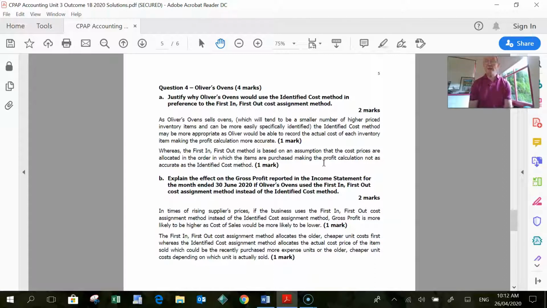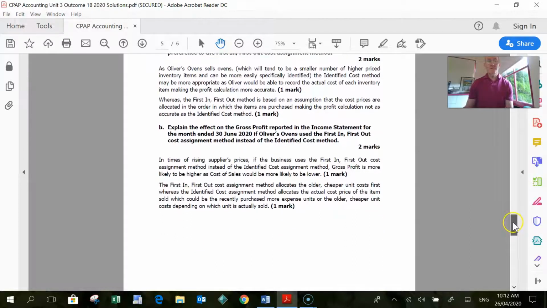Plus, it's going to give me a more accurate profit result for the period. I'm not using an assumption of inventory flows as I would under FIFO. So justify identified because the item involved is physical, it's big, it's easy to see, easy to mark, easy to label, easy to tag. And it's going to result in a more accurate profit result within the period.